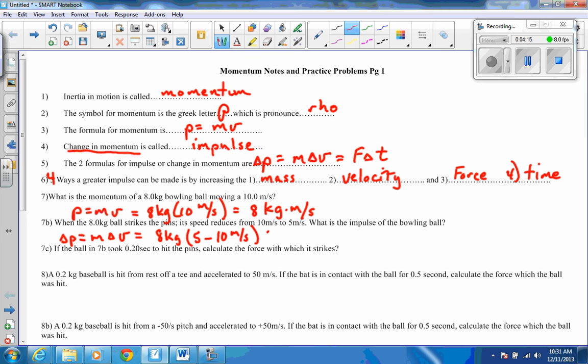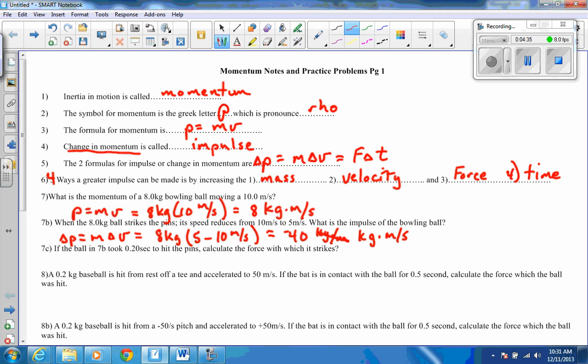So that comes out to a negative 5. So negative 5 times 8 gives you negative 40 kilogram meters per second. So it actually lost its momentum. That should be kilogram dot meters per second. Kilogram times meters per second.